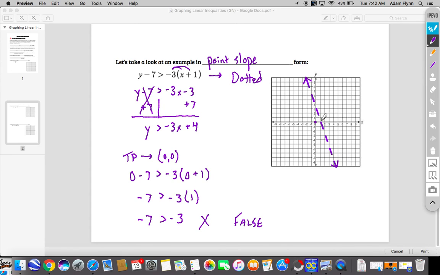Okay, so we go to our test point, which is on 0, 0, which kind of looks like to the left of our line. Okay, because it's false, we're going to hop to the other side of the line and shade that portion. This is the side of the line where all our ordered pairs will satisfy the inequality. Okay. At this time, I would move on to the example video for graphing linear inequalities.